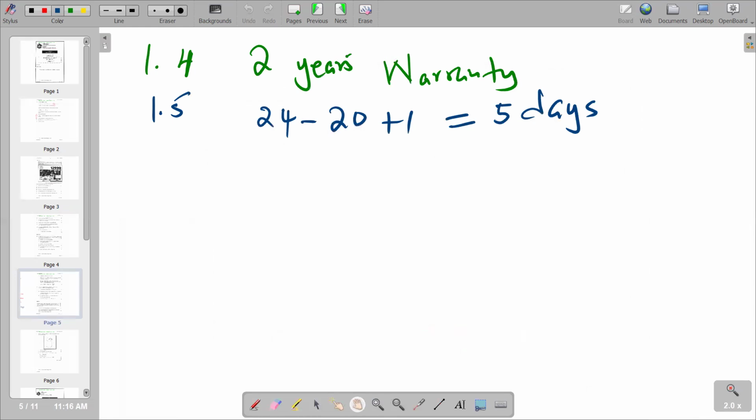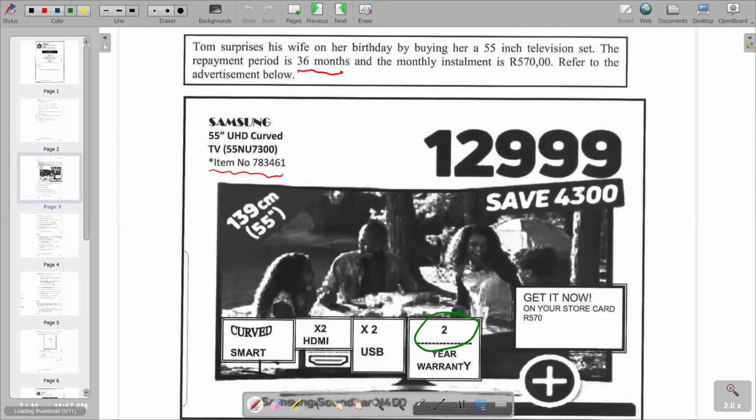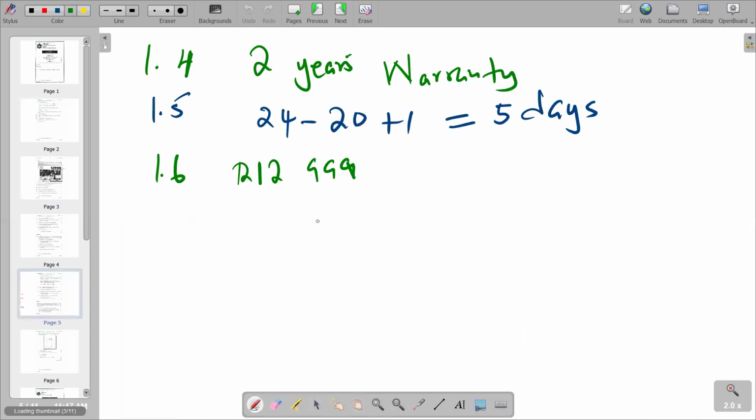So we come to our answer section. This is going to be our 1.6. So for 1.6, we are saying 12,999. And then, of course, we add 4,300 rands that has been saved, and then we get a total of 17,299. So this is what we have on 1.6.